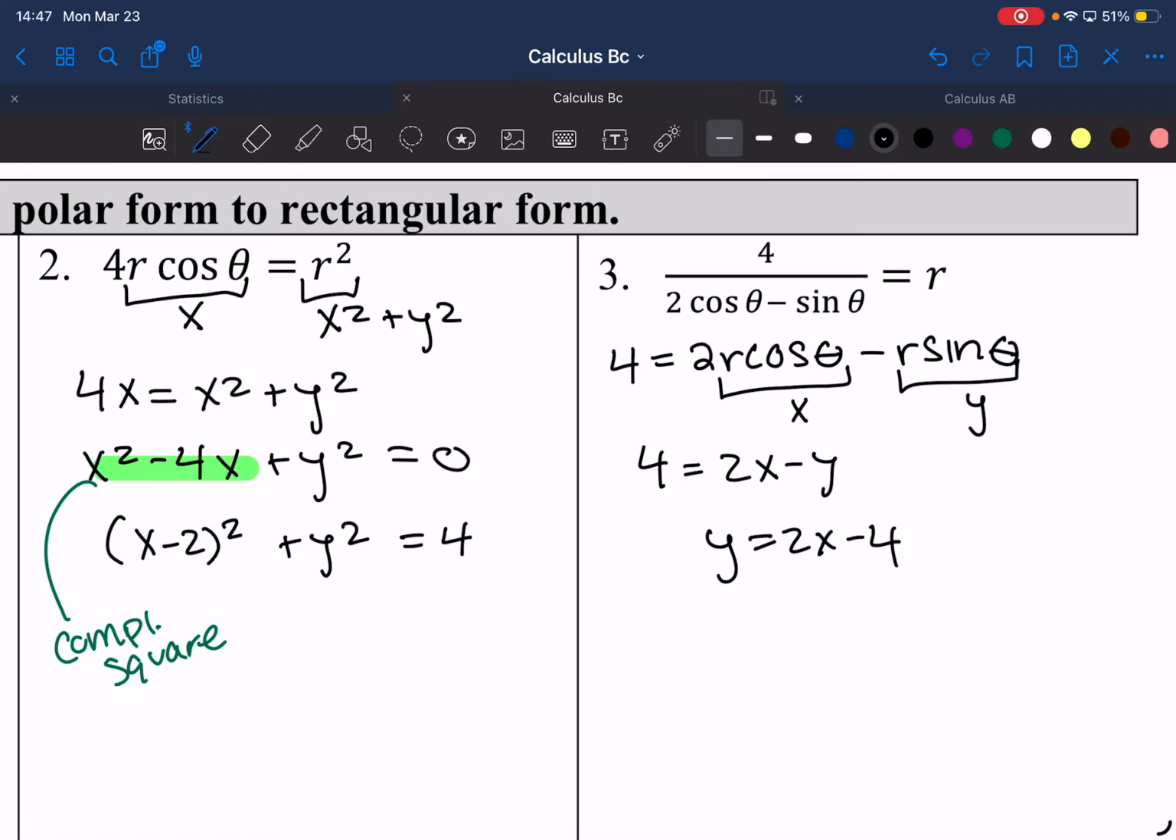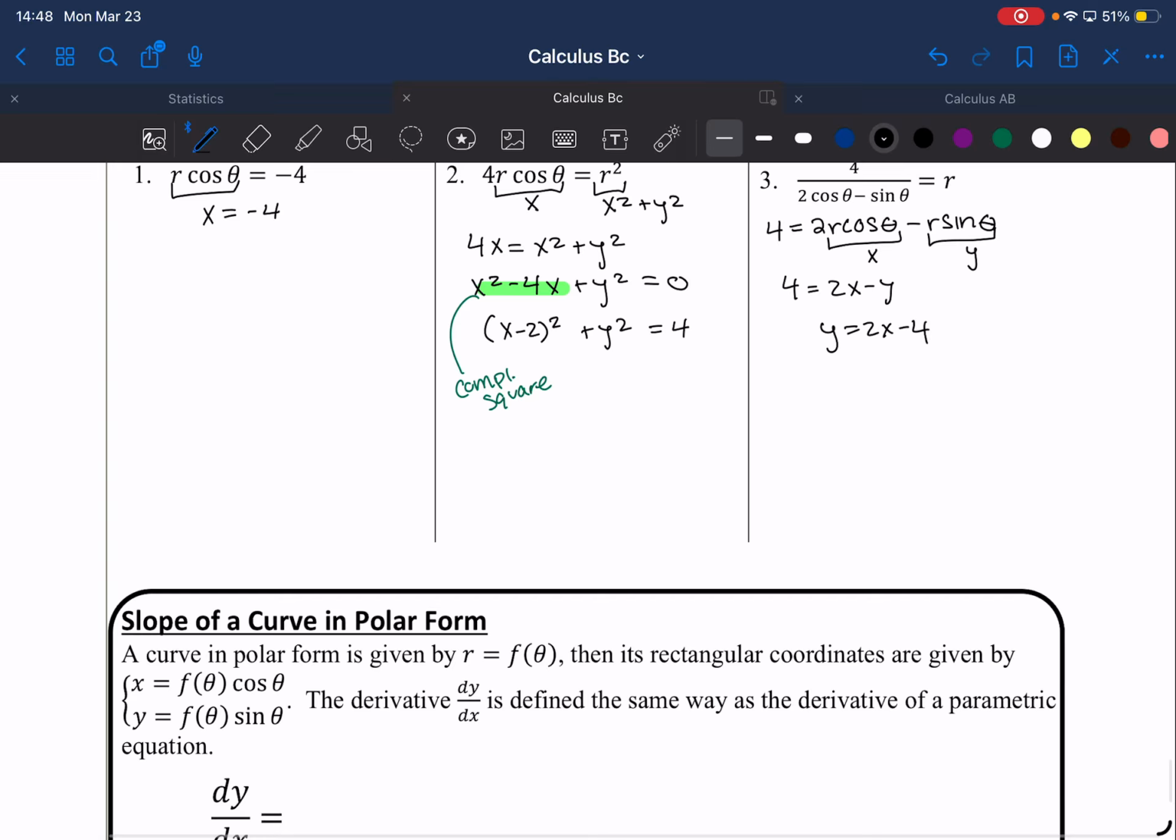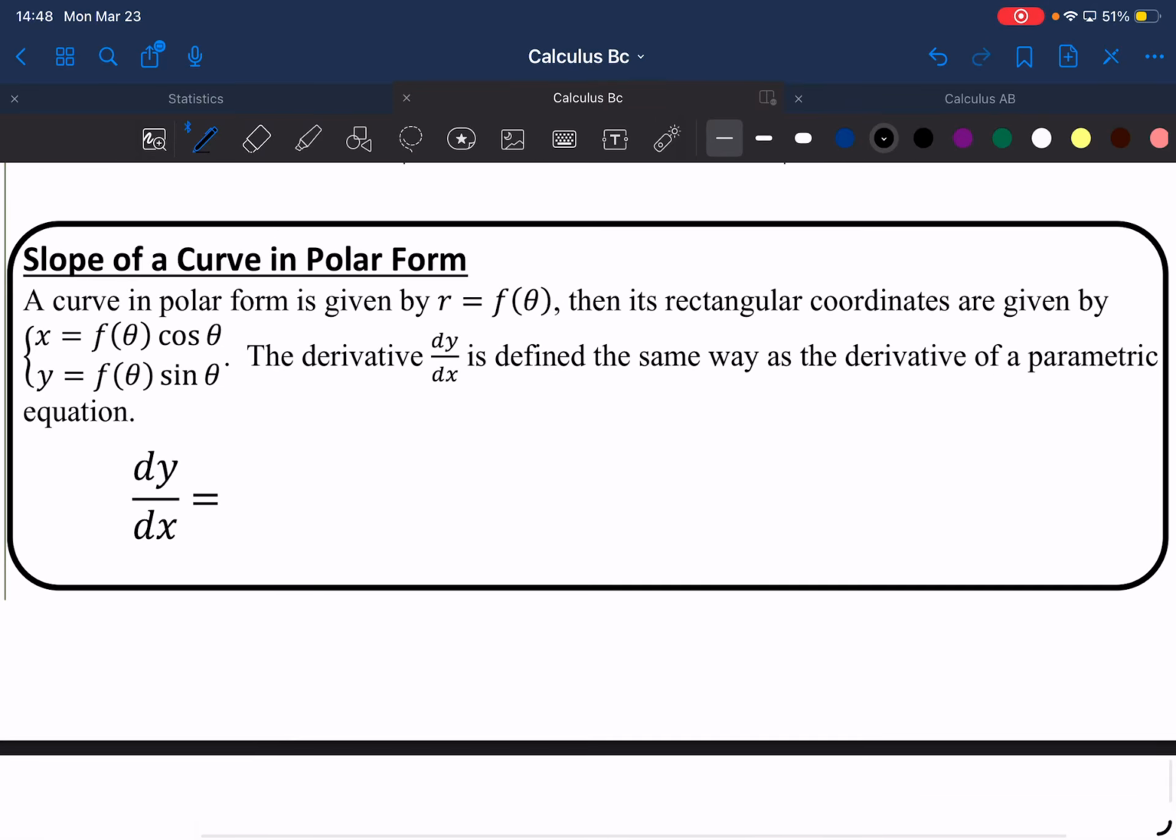Okay. So now on to the calculus. It says a curve in polar form is given by r is equal to f of theta. Then its rectangular coordinates are given by x is equal to f of theta cosine theta and y is equal to f of theta sine theta. The derivative dy/dx is defined the same way as a parametric equation. So when we did dy/dx, we know that it is y prime over x prime. So that's what I'm going to write. So y prime of theta divided by x prime of theta.